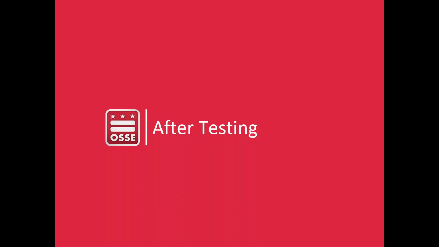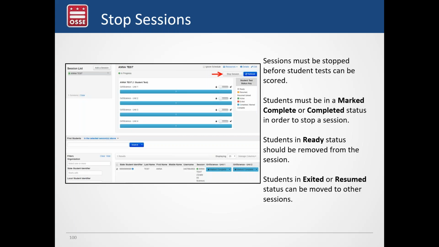And then jumping into after testing, once the students are done testing, the sessions must be stopped for those students to be fully scored. In order for the session to be stopped, those students must be in a marked complete or a completed status. Should you have any student in a ready status yet, they should be removed from the session before it stops. And any students in an exited or resumed status can be moved to other sessions.